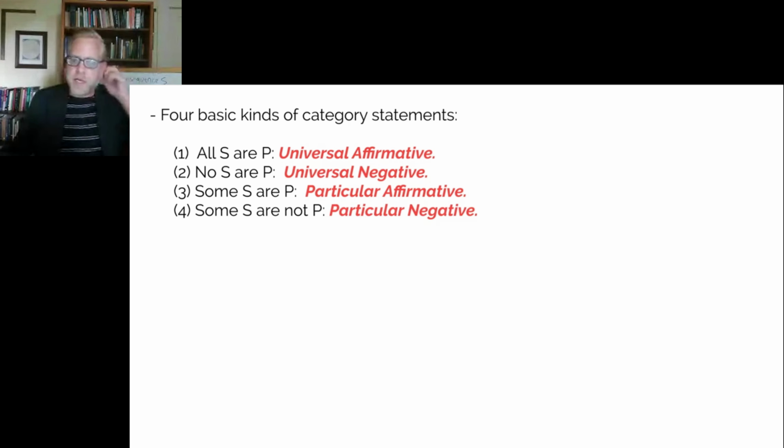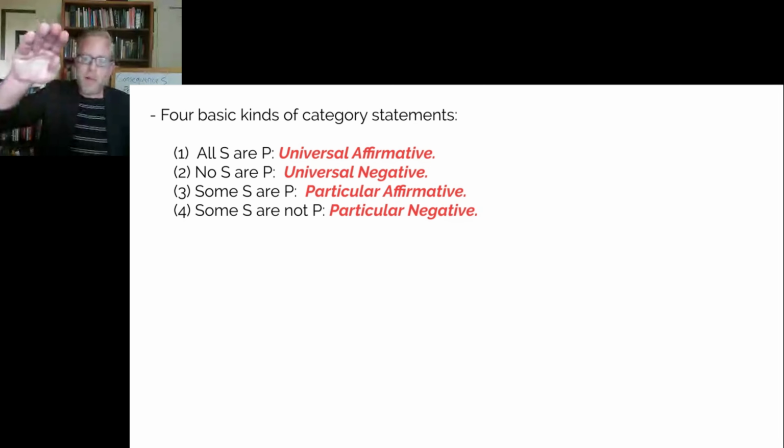And then particular negative, right? Some S are not P. So once again, for all the arguments that we're going to have you look at, that you have to use categorical logic to figure out validity, right? To figure out if the argument is valid or invalid, each premise and conclusion will match one of these types of statements.